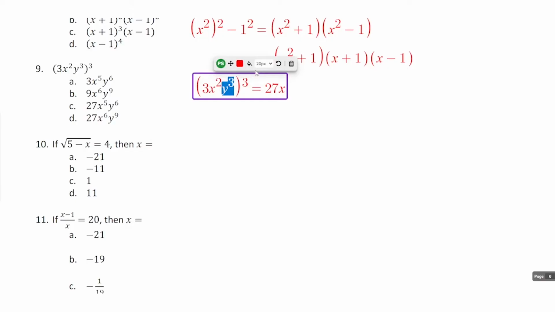To raise a power to a power, you've got to multiply the powers. So 2 times 3 would be 6, so this would be x to the 6th, and 3 times 3 would be 9, so this would be y to the 9th. We get 27 x to the 6th y to the 9th, and our answer is D.